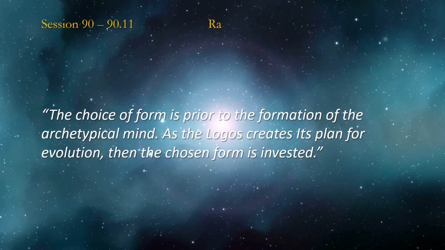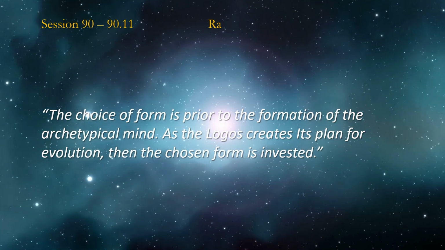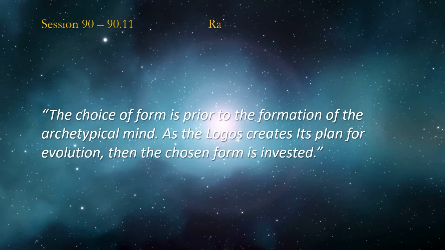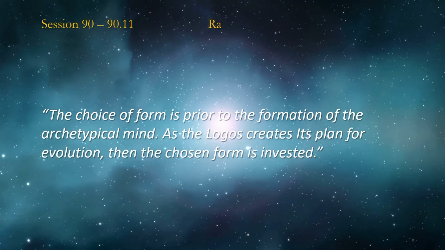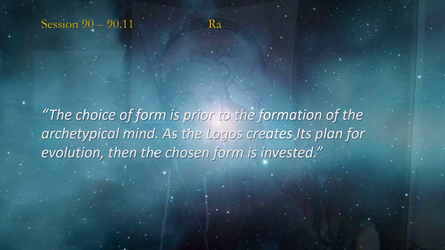Ra says the choice of form is prior to the formation of the archetypical mind. As the logos creates its plan for evolution, then the chosen form is invested. I think this is going to make a great segue for next session, so I'm just going to leave it at this, because then we're going to talk about the archetypical mind a little bit, and then expand in terms of form of third density in this particular logos.